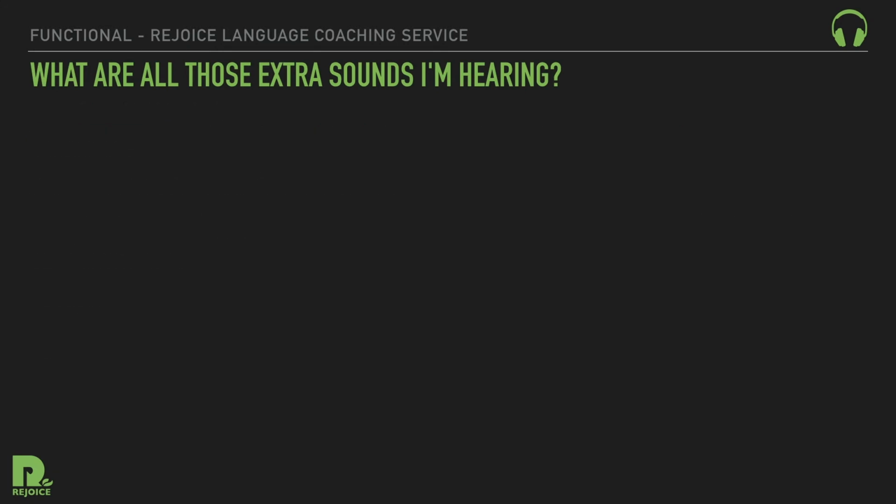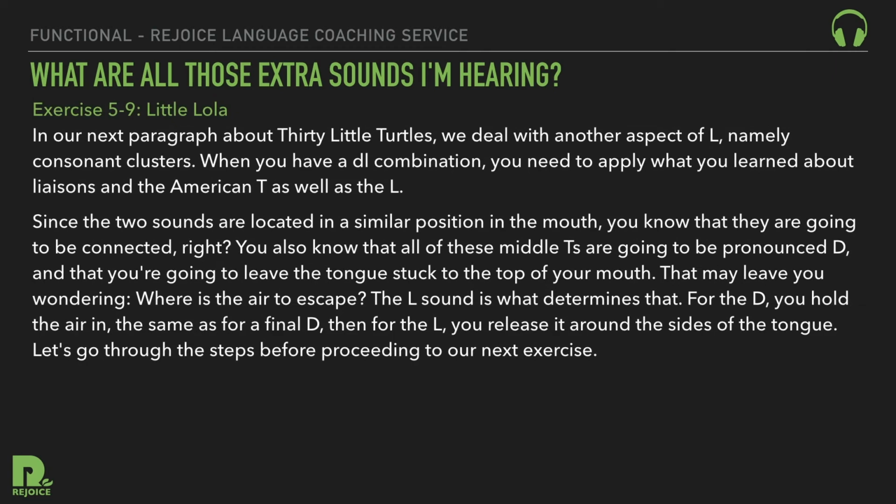In our next paragraph about 30 Little Turtles, we deal with another aspect of L, namely consonant clusters. When you have a DL combination, you need to apply what you learned about liaisons and the American T as well as the L. Since the two sounds are located in a similar position in the mouth, you know that they're going to be connected, right? You also know that all of these middle T's are going to be pronounced D, and that you're going to leave the tongue stuck to the top of your mouth.